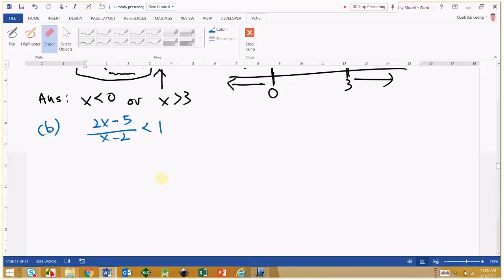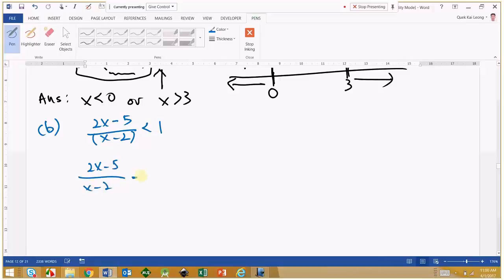Okay, so I'm going to solve this. Now, I've told you that I cannot bring the x minus 2 over. So how to solve this then? I cannot bring the x minus 2 over, but I can bring the 1 over. This is a plus 1. If I bring it over, it becomes a negative 1.